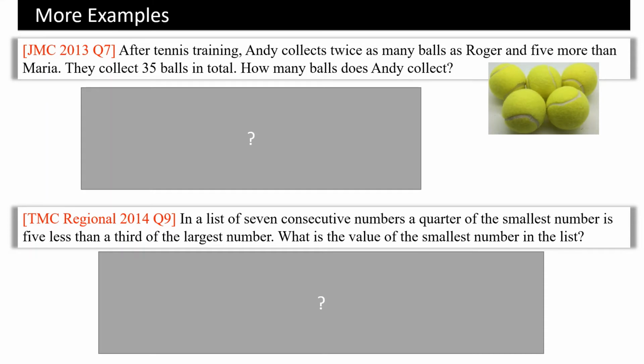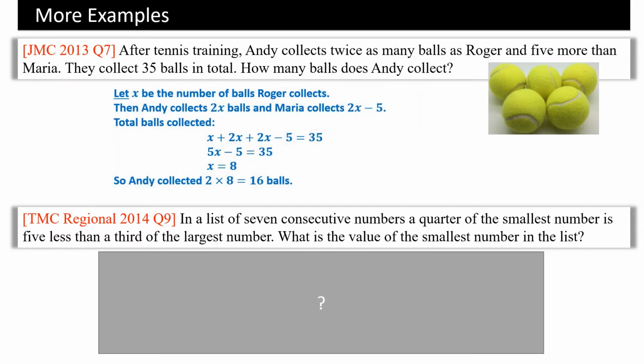Now let's look at some more examples. After tennis training, Andy collects twice as many balls as Roger and 5 more than Maria. They collect 35 balls in total. How many balls does Andy collect? The first thing we need to look at are the parameters that we are working with. So we're going to let x be the number of balls Roger collects. And therefore, once we have done that, we can now go ahead and form more parameters.